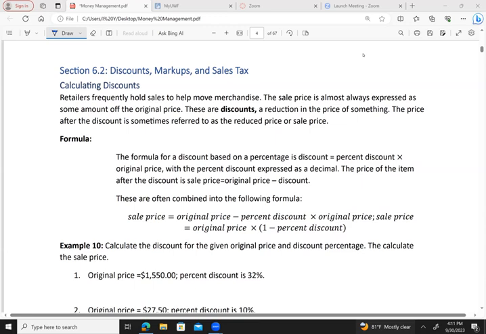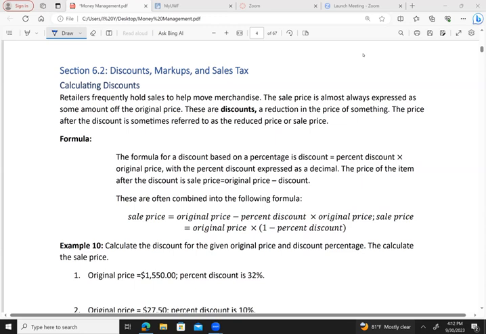The price after the discount is sometimes referred to as the reduced price or sale price. So the formula for discount based on a percentage is discount equals percent discount times the original price, with the percent discount expressed as a decimal. The price of the item after the discount is sale price equals original price minus discount.